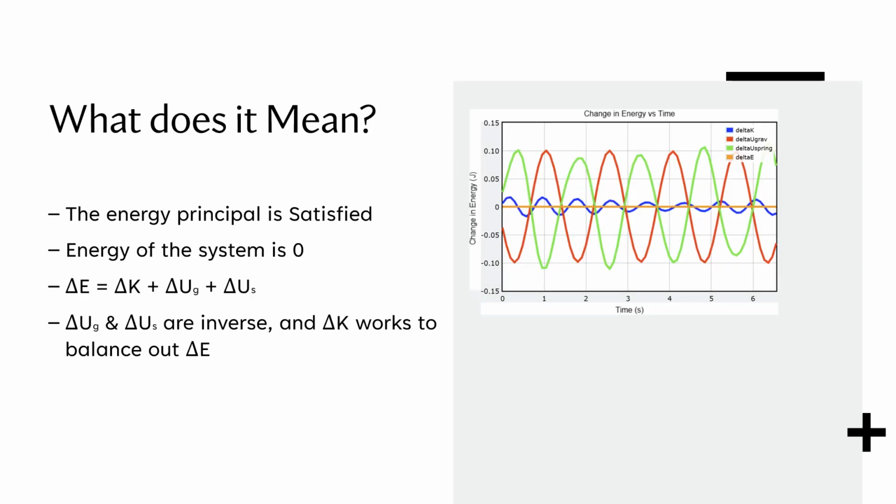Well, what does it mean? After conducting the experiment, we can find that the energy principle is satisfied. The energy of the system is 0, and that's because using this formula we find that delta E, the change in energy, is equal to the change in kinetic energy, the change in gravitational energy, and the change in energy from the spring, which from the graph we can find all add up to give us a total change in energy of 0. In the graph we see that the change in gravity and the change in the spring are inverse, and K works to balance out delta E.